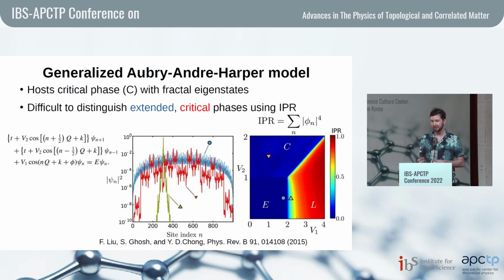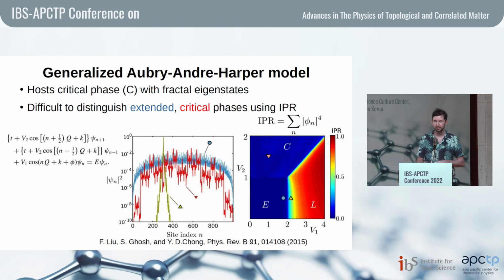So actually we'll consider a generalized Aubry-André-Harper model, which involves a quasi-periodic modulation to both the on-site potential and to the coupling between neighboring sites. This model was introduced in an earlier paper, and it has a nice phase diagram where you can see that by tuning the quasi-periodic modulation strengths V2 and V1, you can realize three different phases: an extended phase, a localized phase, and a critical phase.